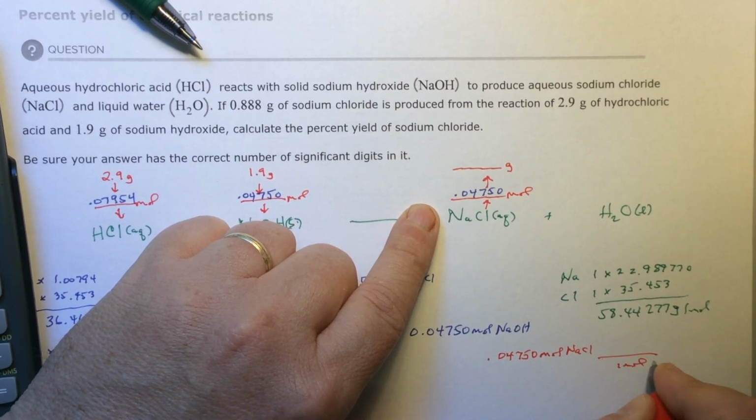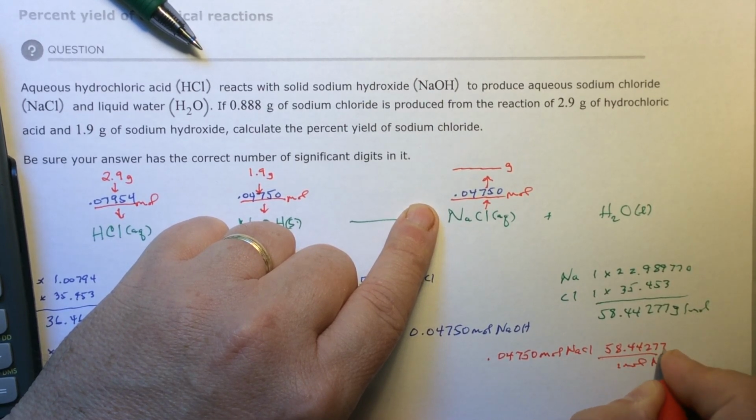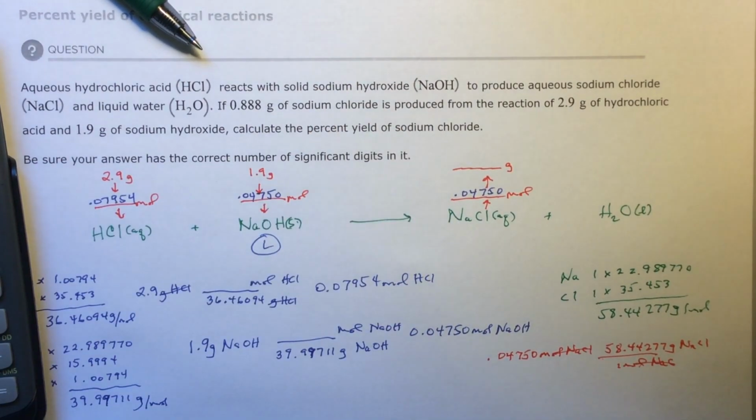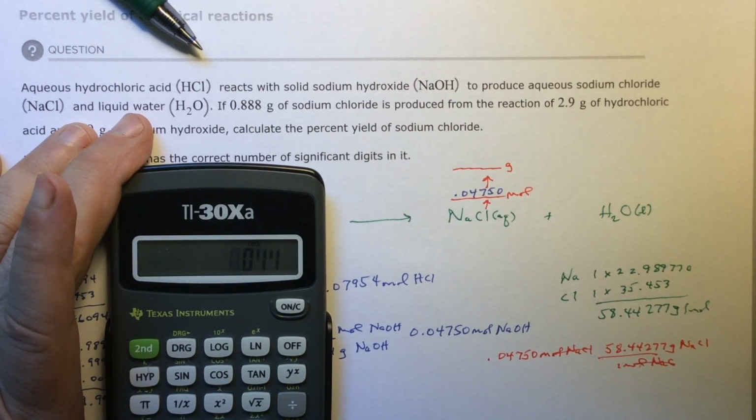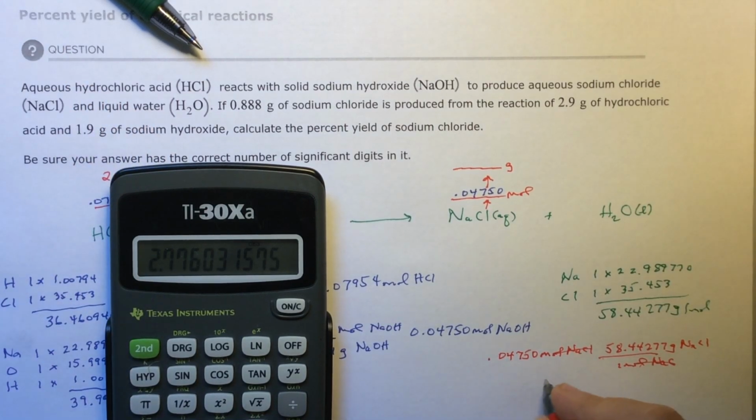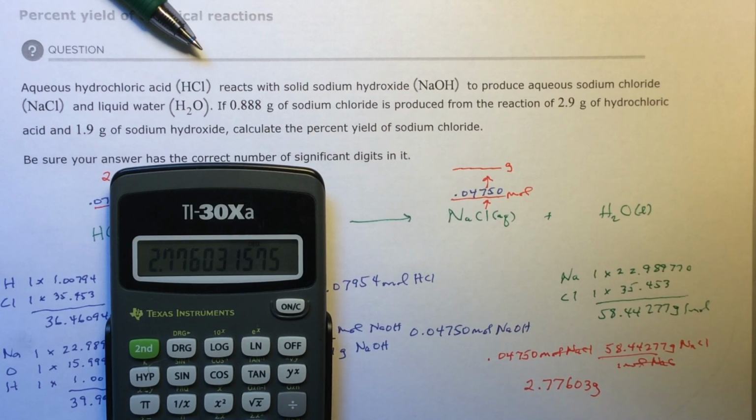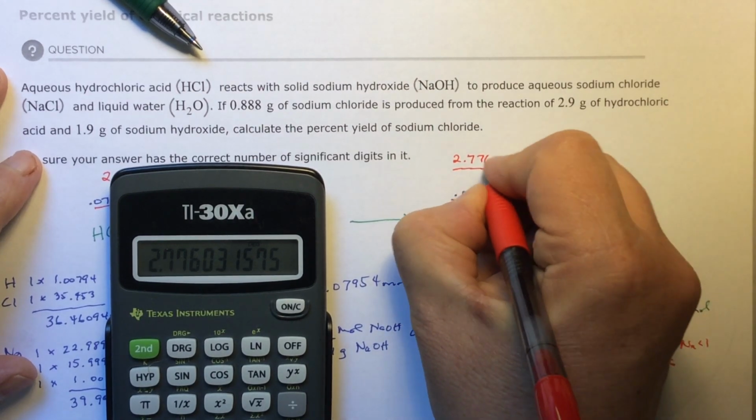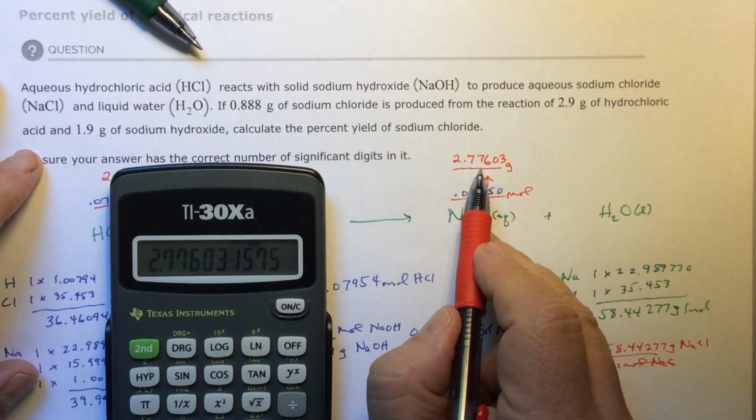In 1 mole of NaCl, I've got 58.44277 grams of NaCl. Moles cancel. I'm going to have 2.77603 grams. Okay. That goes here. Okay, that's my theoretical yield. That's how much I should have.